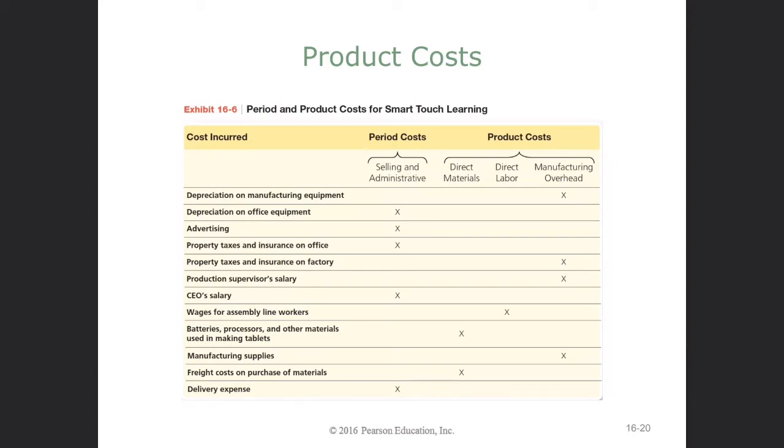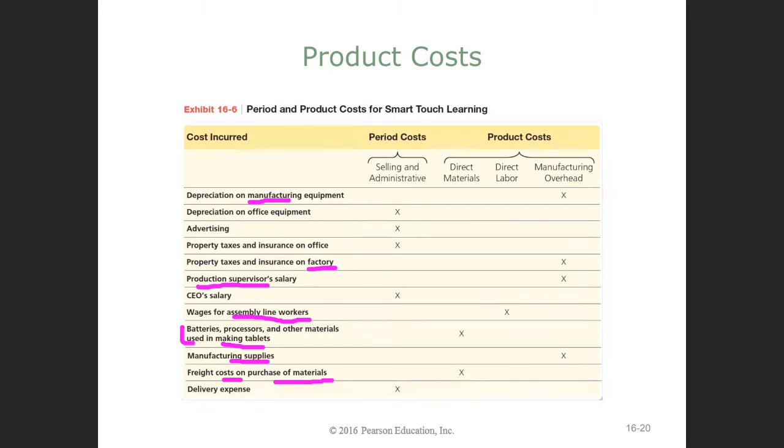Now let's look at these accounts to try and see the differences between them. When we look at depreciation on manufacturing equipment, this is specifically referring to manufacturing, so this is referring to creating the product. This is the factory. We use the factory to create the product. The production supervisor supervises the creation of the product. The assembly line workers create the product. All of these items are used in making the product. These supplies are also used to create the product. And these costs are associated with getting the materials needed to create the product.